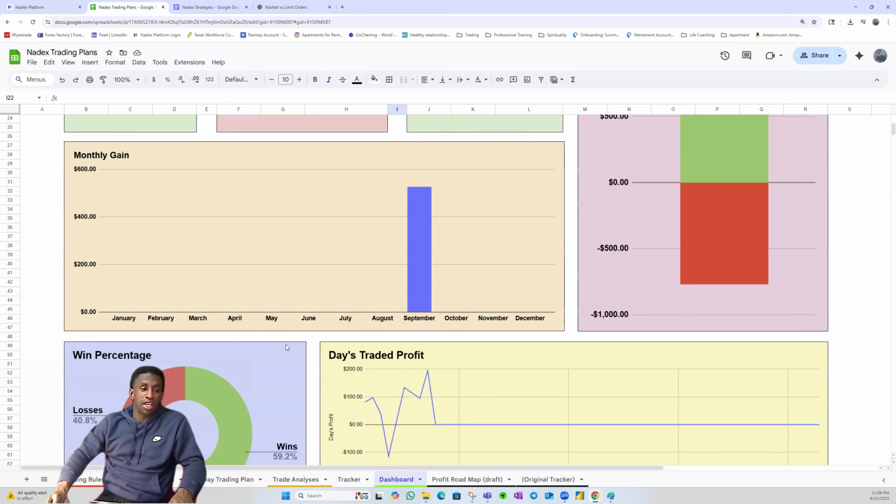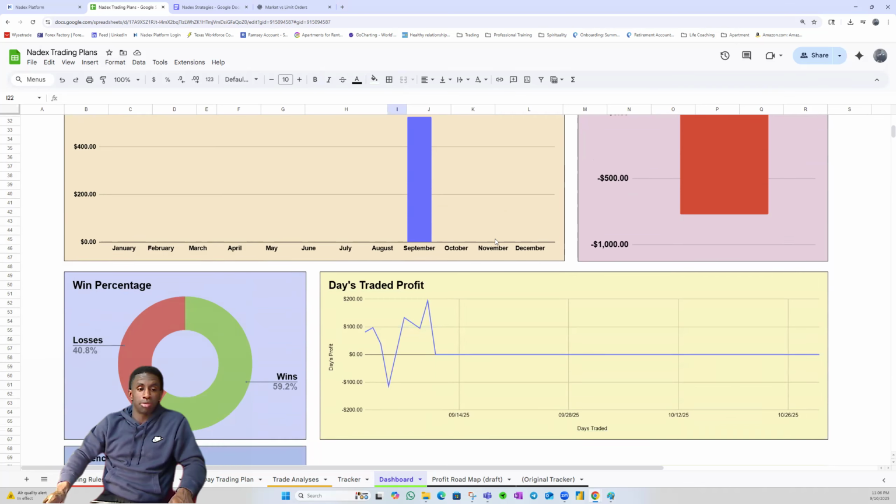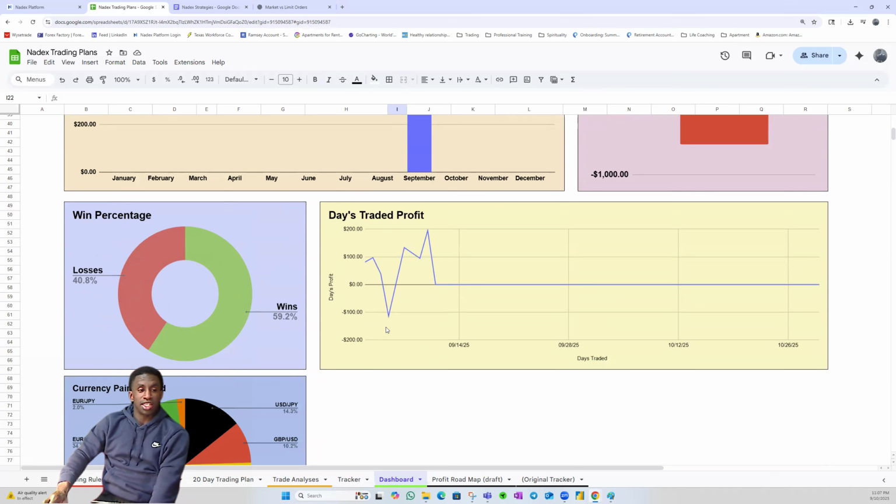And then I have my monthly gain. We in September right now. I didn't trade these previous months, but we in September. And so that's why it looks like this: day's traded profit. Yeah, close to 200. I started at 600. I'm almost double my account, but I gotta do better. I gotta be more consistent. So this is where I'm at here, doing better.